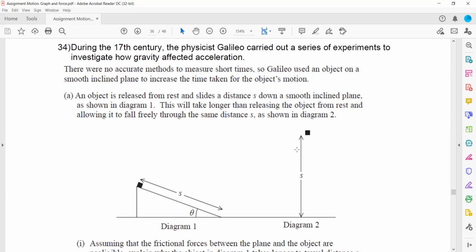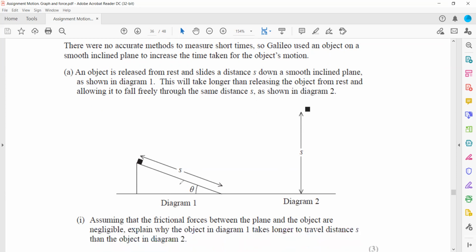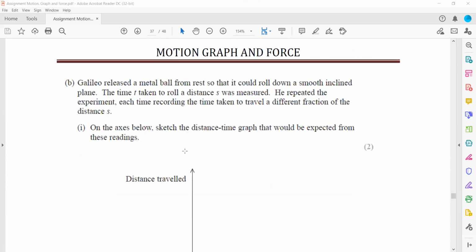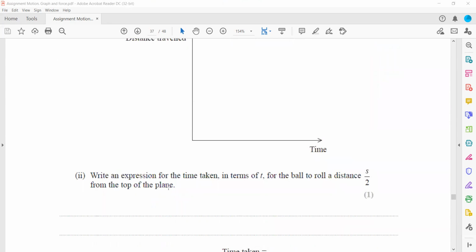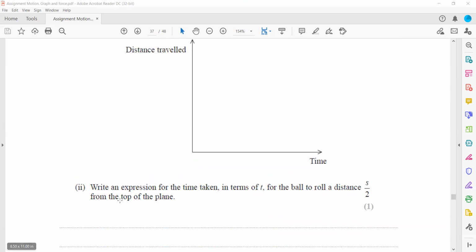the same distance s. So this will take longer compared to an object falling freely, because on an inclined surface always remember that acceleration is equal to g sine theta, whereas for a free fall object without air resistance, acceleration is due to gravity. That's why the time interval won't be the same. So we have to write an expression for the time taken in terms of t for a ball to roll down distance s by 2 from the top of the plane.